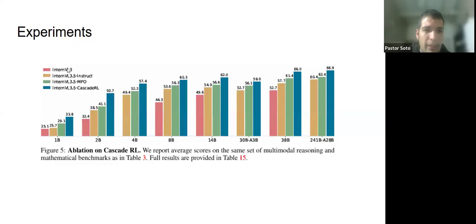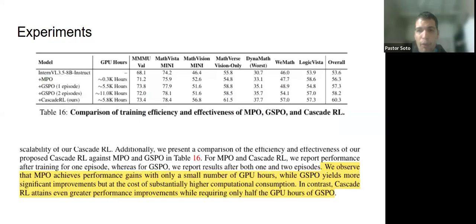So you can see here four different versions of the model. This experiment was trying to prove if the cascade reinforcement learning actually works, and if you actually need it. And as you can see, in all versions of the model, it performs better in multimodal reasoning and mathematical benchmarks. So the cascade reinforcement learning was a good addition in terms of providing good performance.